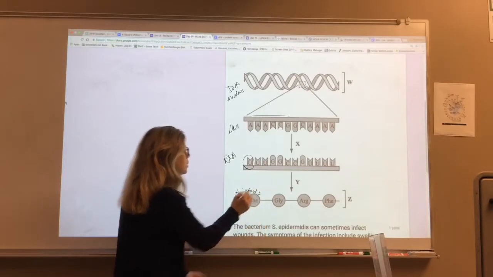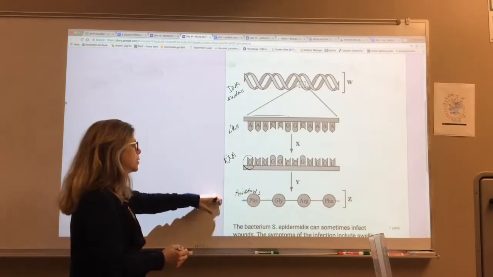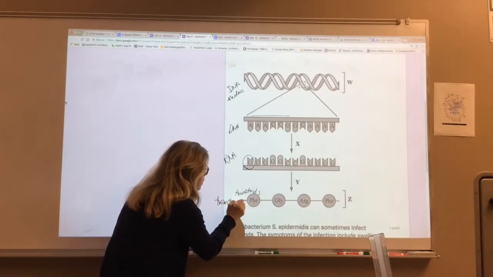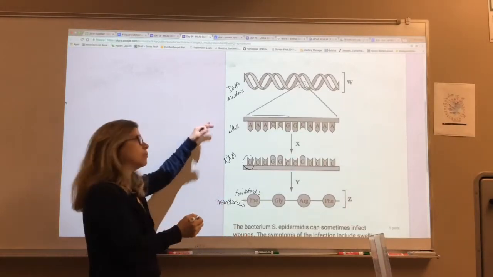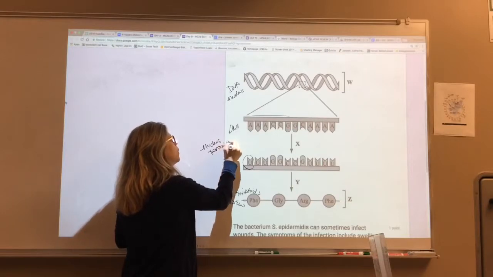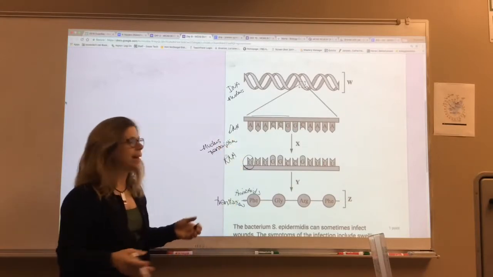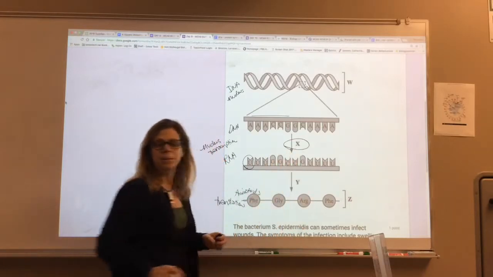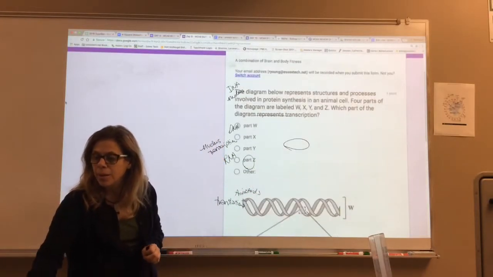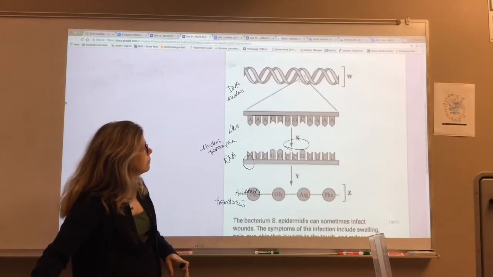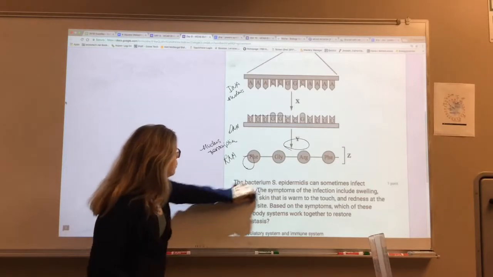And when I translate from an RNA into an amino acid language, I am doing translation. When I am making RNA from DNA, that happens in the nucleus, and that is transcription. So by writing those notes, I can automatically answer the question. The question was, where does transcription happen? It happens at the letter X. Let's read that again. Where it represents transcription, it would be part X. All right? Let's erase that and move on to the next question.